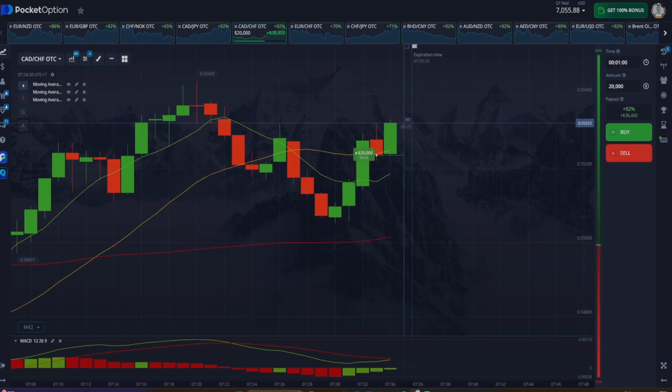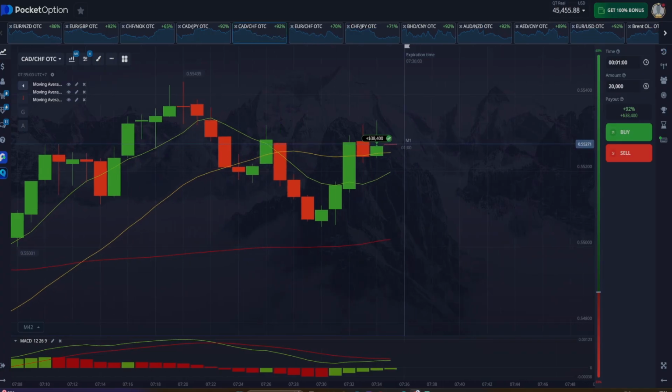Now let's see the outcome. The price moved upward exactly as expected. The buy trade closed in profit. Okay, now let's reopen the market and continue searching for the next opportunity.